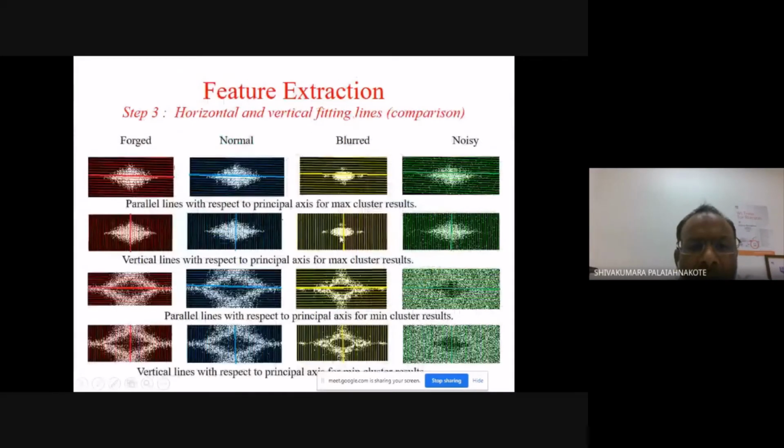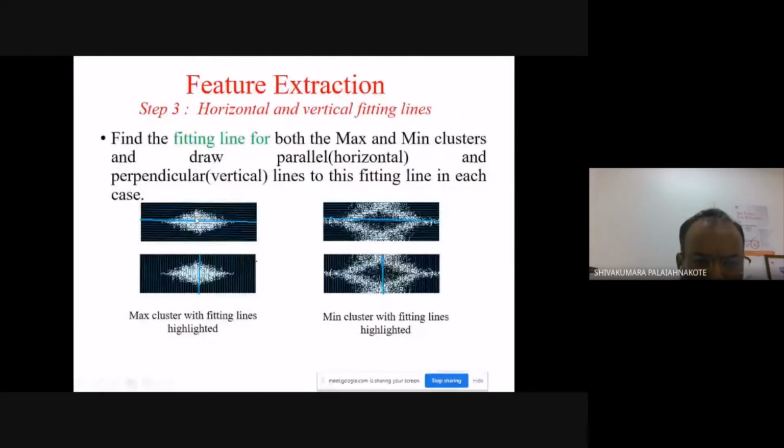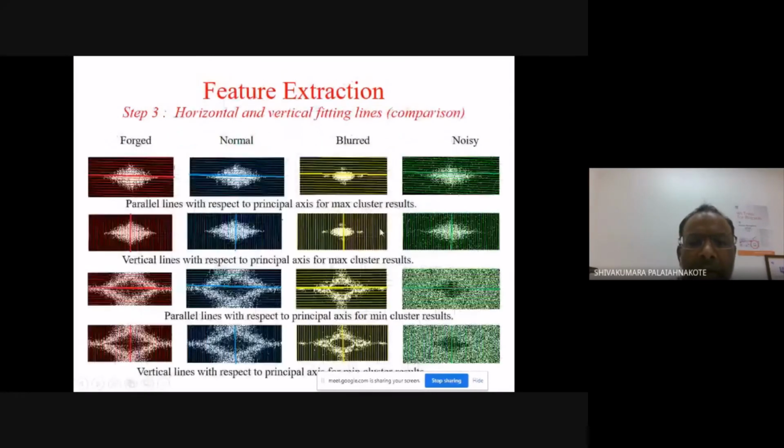This is just an illustration. Of course, on the minor axis also. The minor axis is perpendicular to the major axis, and there we draw vertical lines. So now we are drawing horizontal lines and vertical lines, which are parallel lines.